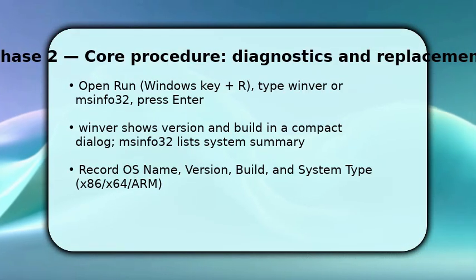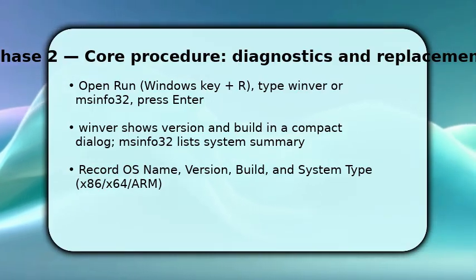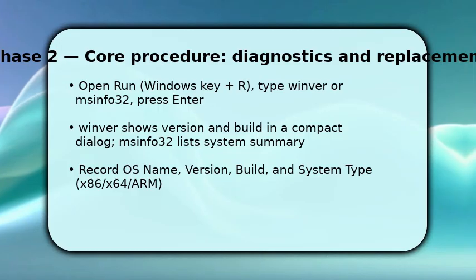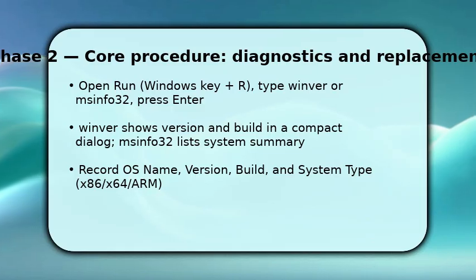Next, delve deeper with run commands. Type winver for a fast dialog that displays the release version and build, useful for confirmation. For more detail, run msinfo32. This opens System Information with an exact OS name, version, build, and system type.